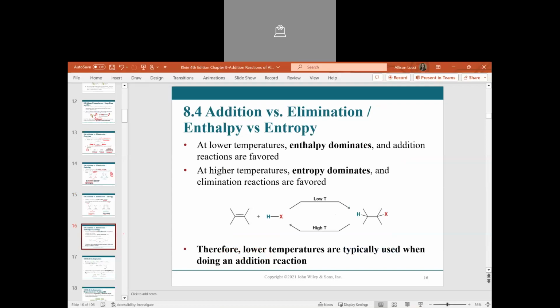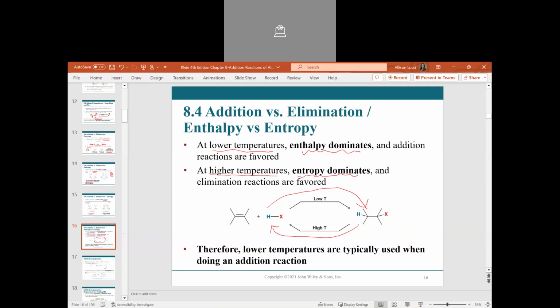Combining these terms that we looked at, we can see that at lower temperatures the enthalpy term will dominate, and therefore at low temperature, this top line here, addition reactions will be favored. And the opposite: at higher temperatures the entropy term would be the dominant factor, and we'll see that eliminations are favored at higher temperatures.